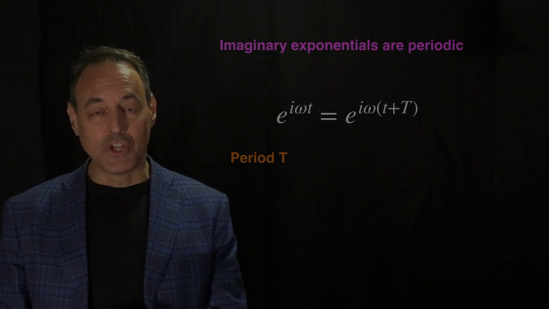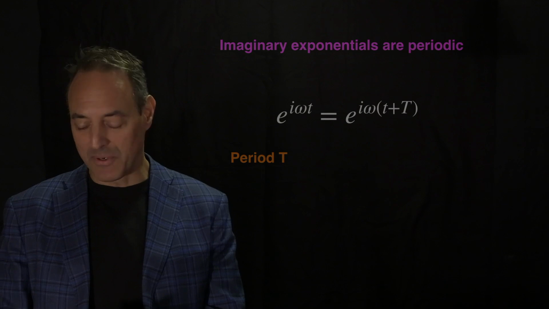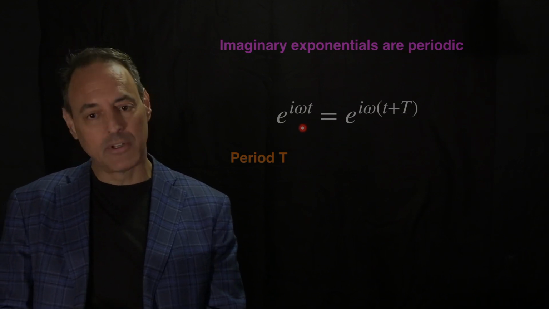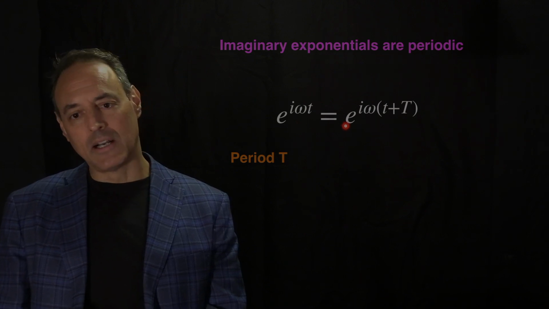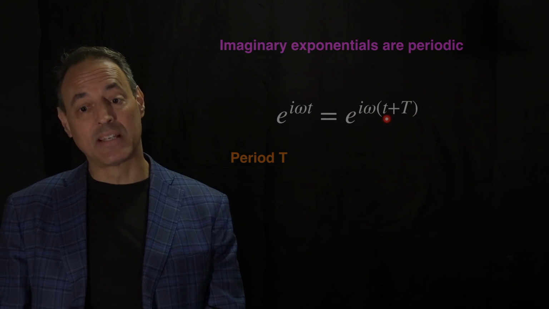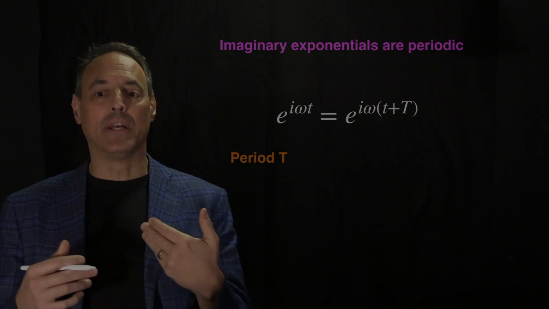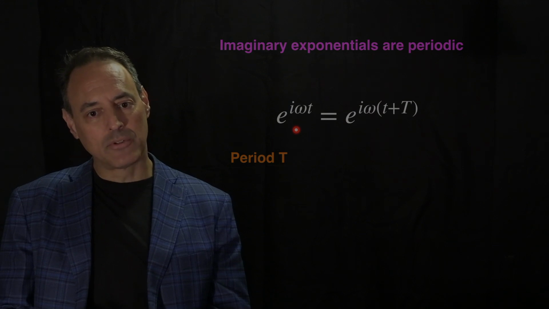Okay, so the nice thing is imaginary exponentials are periodic or can be periodic, and here's how we're going to look at the period of these things. I'm going to take a signal e to the i omega t, and I want to think about a corresponding signal that is equivalent, which is e to the i omega t plus some capital T. So T would be the period. If I add the right amount of T, I get back exactly the original signal.